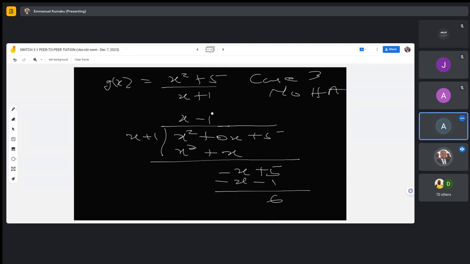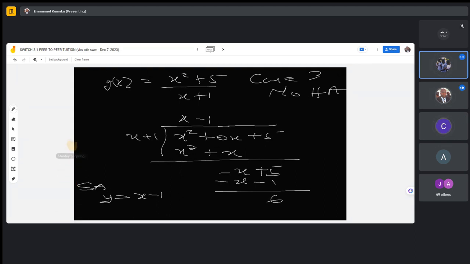In the oblique asymptote, we are only after the quotient. So the oblique asymptote, or the slant asymptote, is y is equal to x minus 1. Sir, what happened to the remainder? We don't need a remainder. The asymptote will be the expression you get when you perform the division. The remainder is not necessary. We are only after the quotient.